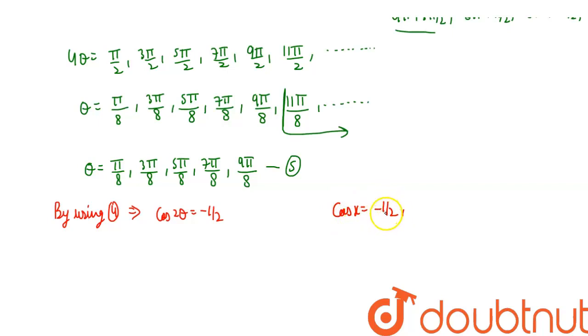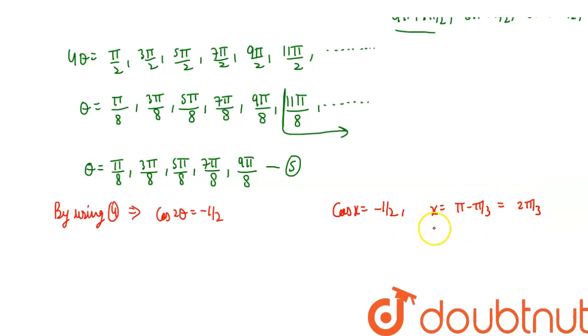Then it would be in the second and the third quadrant. So when x is equal to, in the second quadrant, it would be pi minus pi by 3. So here we have pi minus pi by 3, and on solving this it would be 2 pi by 3.